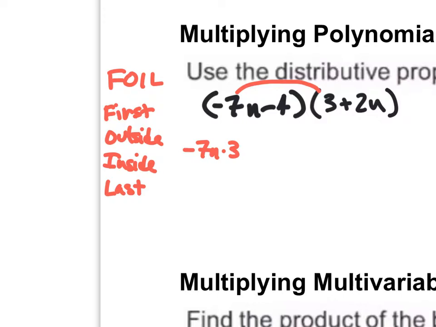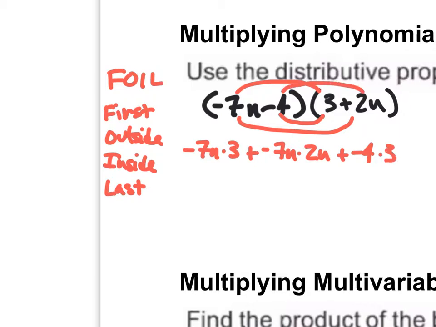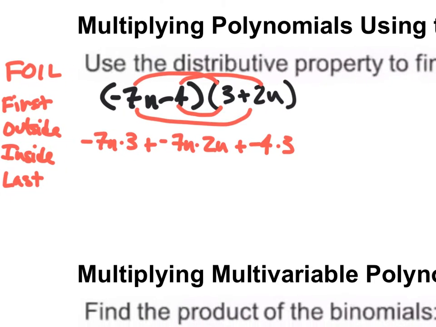Now, let's multiply the outside ones. I'm going to draw an arc from negative 7n to positive 2n, so I'm going to do plus negative 7n times 2n. Then I multiply the inside terms, so plus negative 4 times 3, and then the last terms together, so plus negative 4 times 2n.